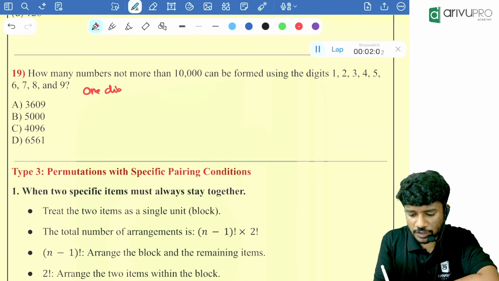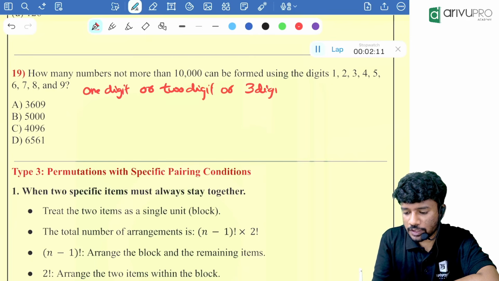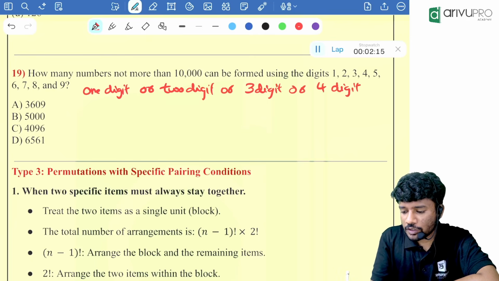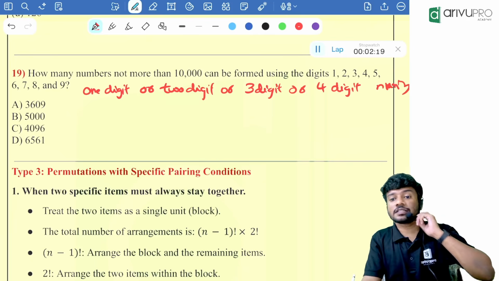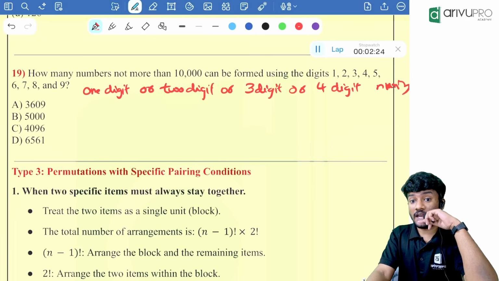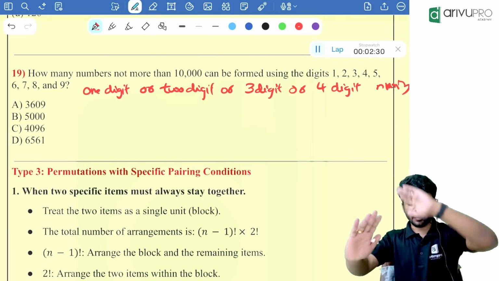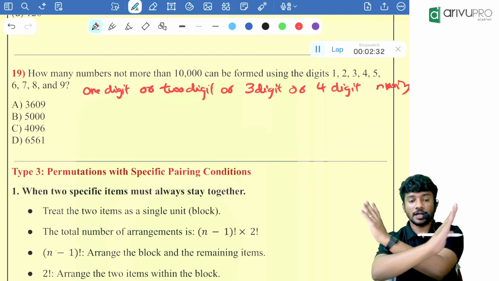A one digit number is there, or a two digit number, or a three digit number, or a four digit number is there. So any of the following numbers are possible. That is the catch in this question. Whenever you see "or", you will add; "or" means plus, and "and" means multiplication.